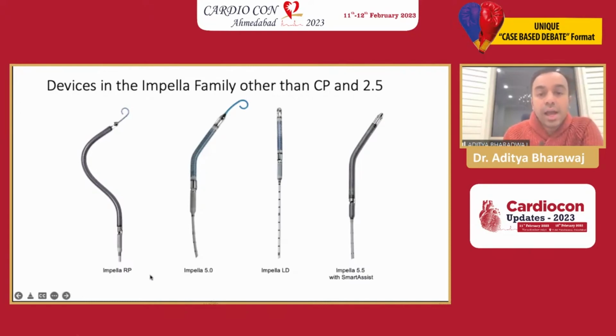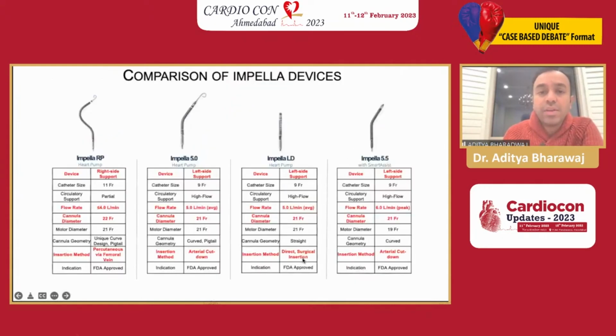And in addition to these, there is the Impella RP, which is the right-sided support device, which basically is indicated in patients who have acute RV failure leading to right-sided shock, and it was traditionally implanted through the groin. Now there is the Impella RP Flex, which is being implanted through the IJ. It is still being studied in a few select centers, and will hopefully be available in the market sometime soon. Then there are the surgically implanted devices, Impella 5.0, LD, and 5.5 with Smart Assist.